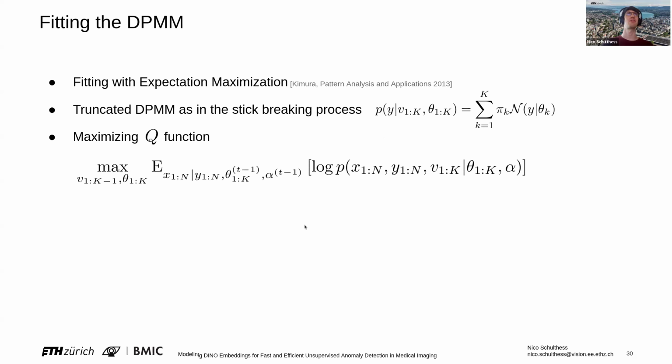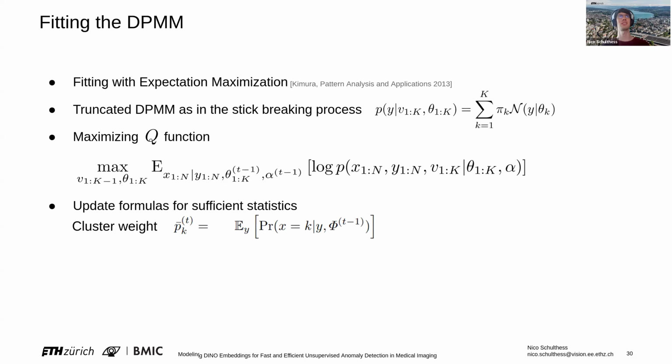Then, as usual for EM, you construct this Q function. Here we also have this auxiliary, or latent variable x, which is the random variable that treats the component assignment. And you maximize this for the parameters. And since we have Gaussian components, there is a set of sufficient statistics we can introduce. For example, p_k would be the sufficient statistics for the pi_k, so for how likely each point is assigned to each component.